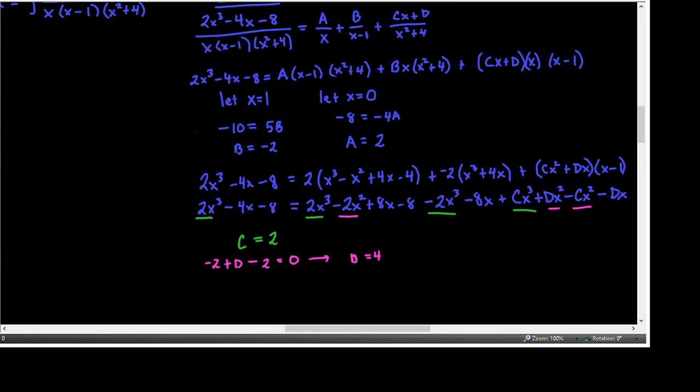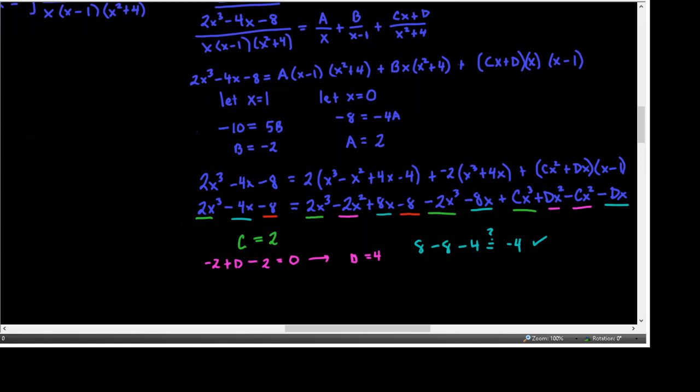Okay, we should double check because that's everything we needed to know, a, b, c, and d. Let's just double check that everything else works out correctly. 8x minus 8x minus dx, which would be minus 4. Is that equal to negative 4? And it is. So that checked out. And then the constant, there's only one. The constant on the left is negative 8 equals the constant on the right, which is negative 8. So yeah, that worked.